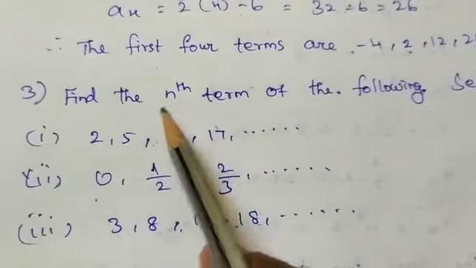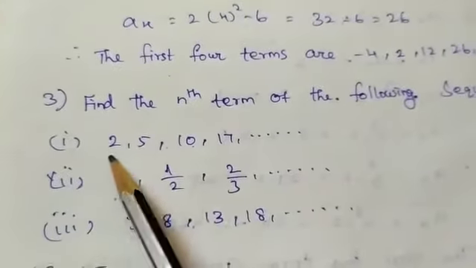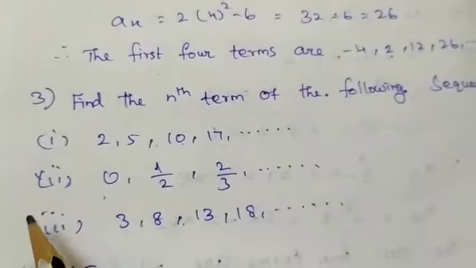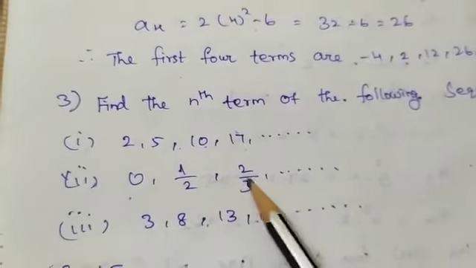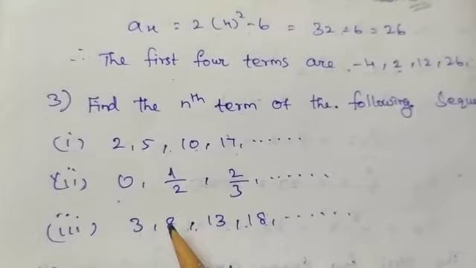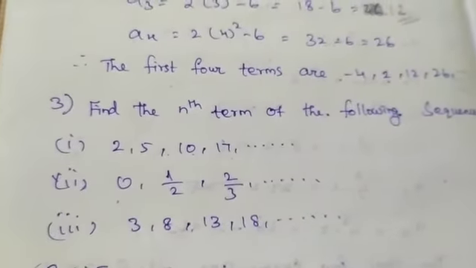Third question is find the nth term of the following sequence. First part 2, 5, 10, 17 till infinity. Second part 0, 1 by 2, 2 by 3 till infinity. Third part 3, 8, 13, 18 till infinity.